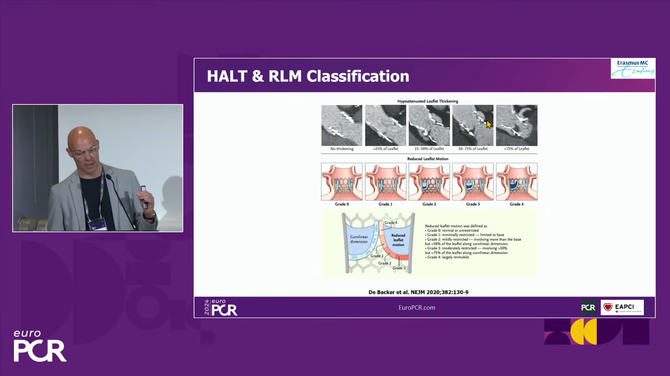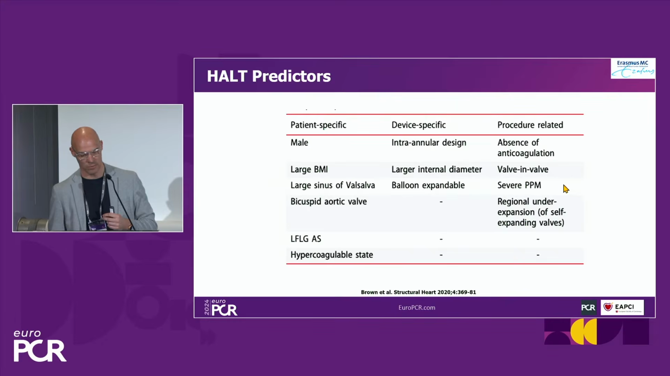In terms of leaflet mobility, you have basically more or less the same classification. If the immobile part of the leaflet is only at the base, it will be grade 1. If it is extending to the middle, it becomes grade 2 or grade 3. And if it goes beyond 3/4 of the leaflet, so if really you get a frozen leaflet, then you have grade 4 reduced leaflet mobility.